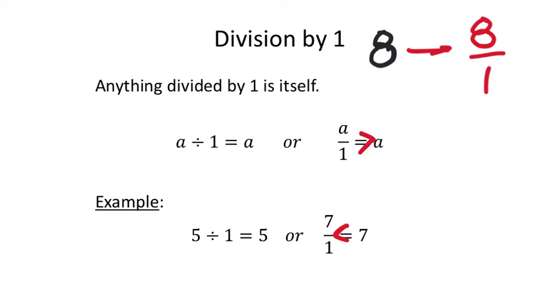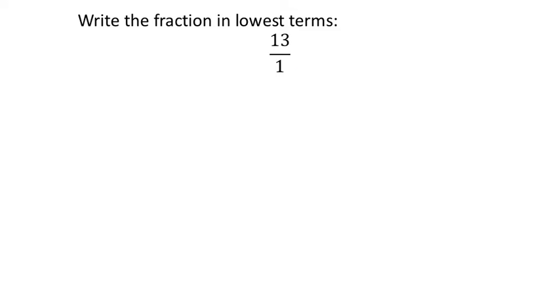Now we're not going to be doing that on this, because between these two, the 8 would be considered fully simplified, okay? Like this one. Here's 13 over 1. To fully simplify this, just make it 13. That's it. Please do not overcomplicate that. All you're doing is writing out the numerator there.